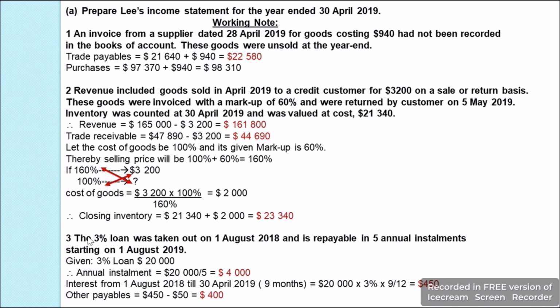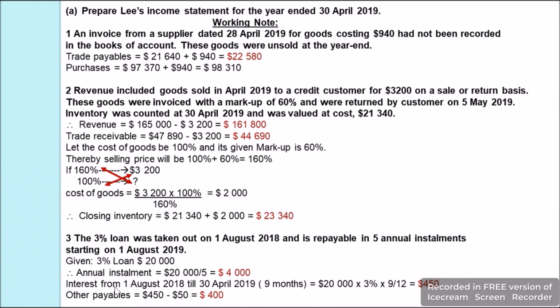We get the value as $23,340. Next, we have a 3% loan taken on 1st August 2018, payable in 5 annual installments starting on 1st August 2019. So the loan taken was a 3% loan of $20,000. This has to be divided by 5 annual installments, so it will be 20,000 by 5, which will be $4,000. This will be the current liability of the annual installment due for the given period.